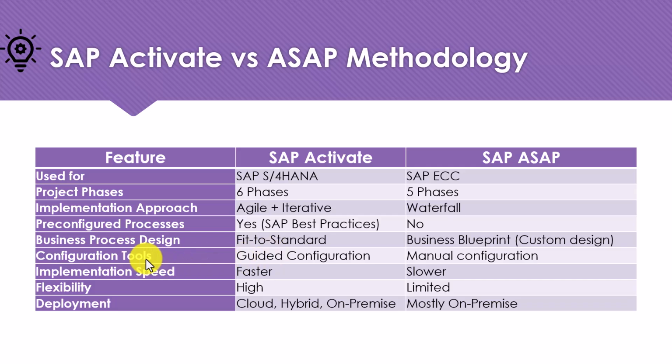In terms of configuration, Activate uses guided configuration tools, making implementation faster and more flexible, while ASAP involved more manual setup and was slower. Finally, SAP Activate supports cloud, hybrid, and on premise deployments, whereas ASAP was mainly focused on premise implementations. So, SAP Activate approach reduces implementation time and cost to implement SAP system.